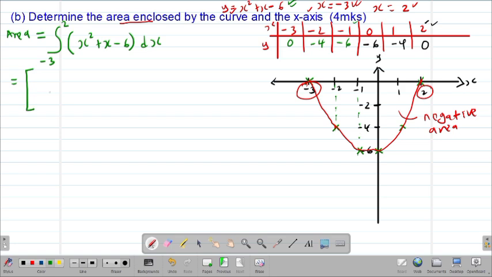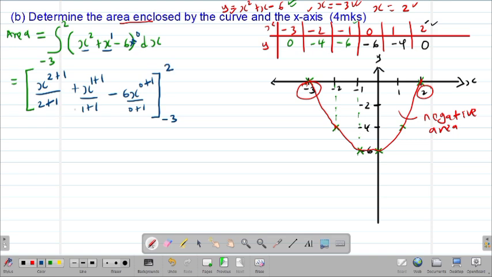We are going to have box brackets. If we integrate the first term, which is x squared, we add 1 to the power, then divide by the new power, which is 2 plus 1. We integrate the second term, which is x to the power of 1. We add 1 to the power and divide by the new power. Then minus 6, which means it was 6x to the power of 0. We add 1 to the power and divide by the new power, 0 plus 1. But because we have limits of integration, we are not going to add the value of c because it will cancel out anyway.